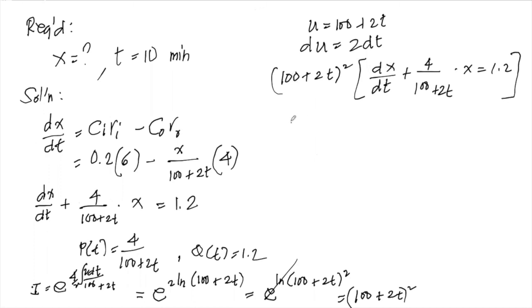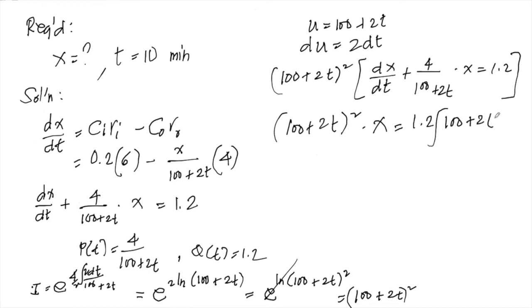So the left member will be the integrating factor times the dependent variable na x equals, nasa right side, integral. So 1.2 ilalabas mo na siya kasi constant. Integral of the integrating factor, which is 100 plus 2t squared times dt plus c. Rewriting 100 plus 2t squared times x is equal to, so how do we solve this one?